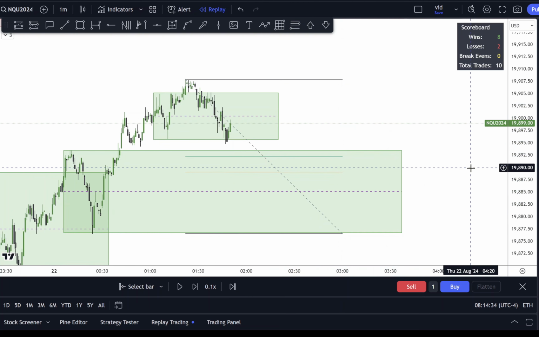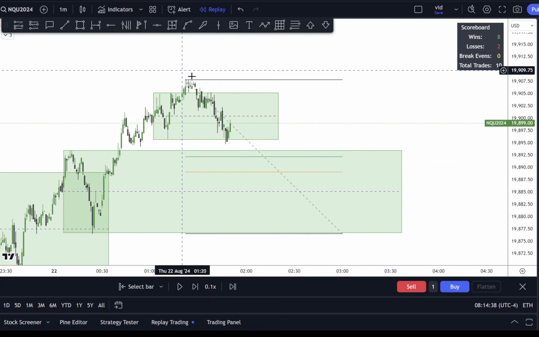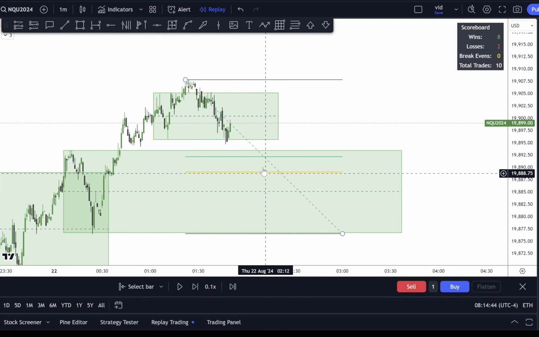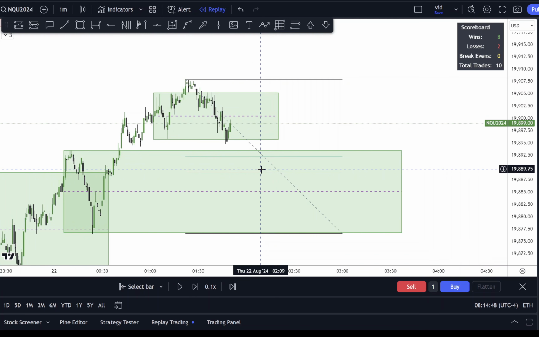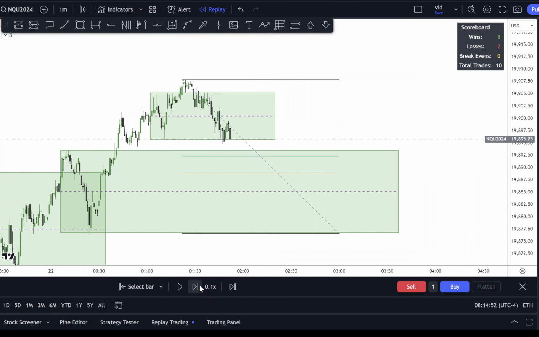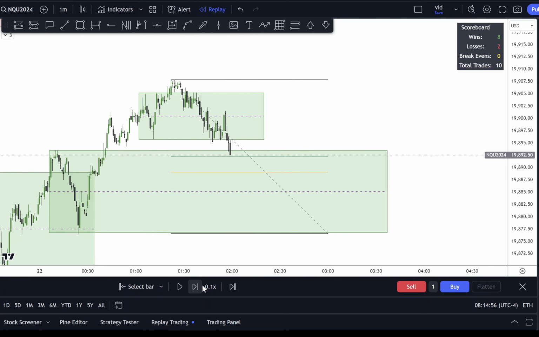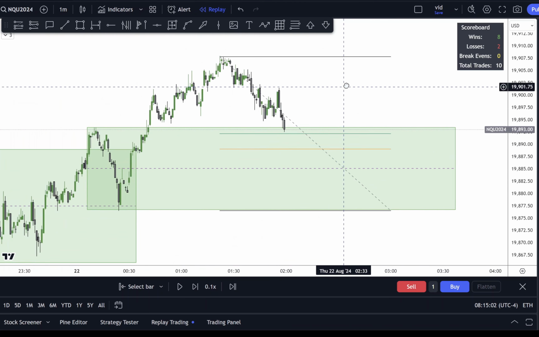So price here will either mitigate the 50% of this zone, or it can stop at discount for this whole swing, or touch the golden zone and then fly. So this is 0.62 on the fibs, right? Well, let's see. So let's delete all of this.